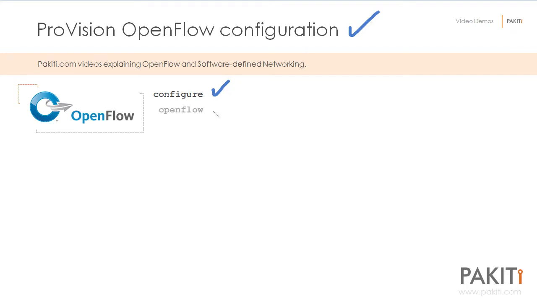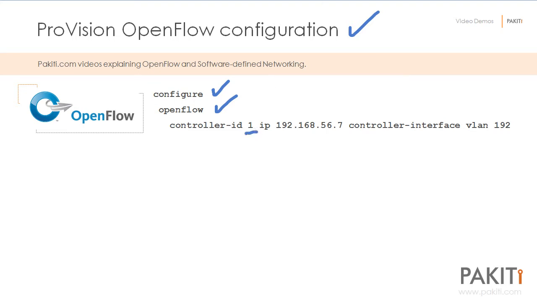Type configure OpenFlow. That takes you to global OpenFlow configuration mode. Specify a controller that's going to manage the switch. In this case, the command controller ID 1 is specified. The range is from 1 to 128. That allows you to have multiple controllers managing separate instances on the switch.